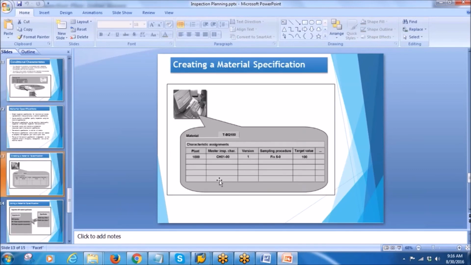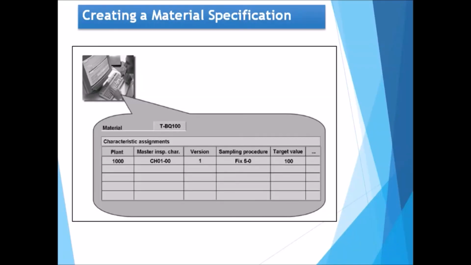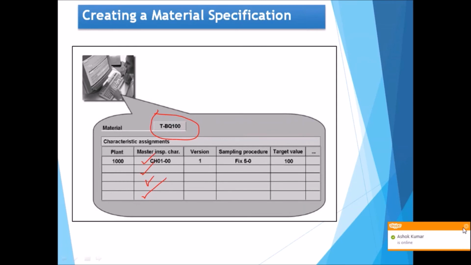Here it will be like this. You enter the material, the product or material for which you are going to check, and then you enter characteristics directly one after the other. That's all. Very simple. No header, no operations, nothing will be there. So this is a very simple form of quality inspection.